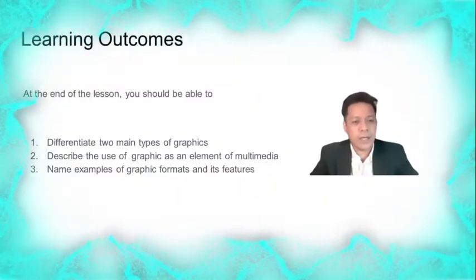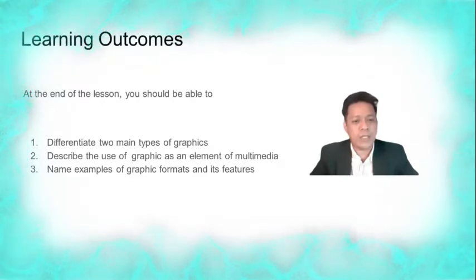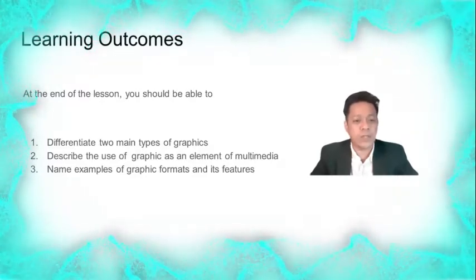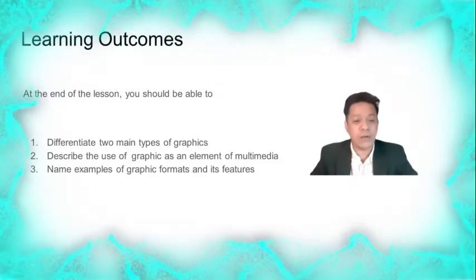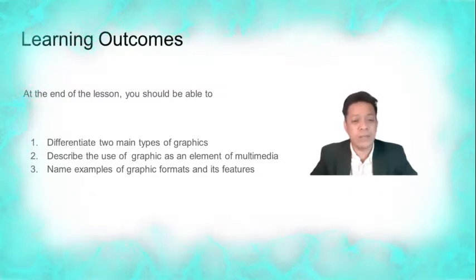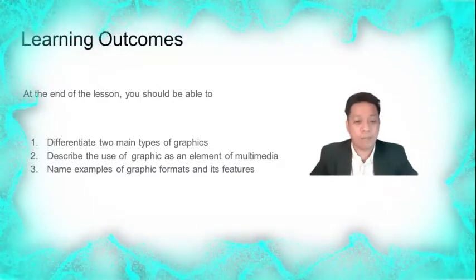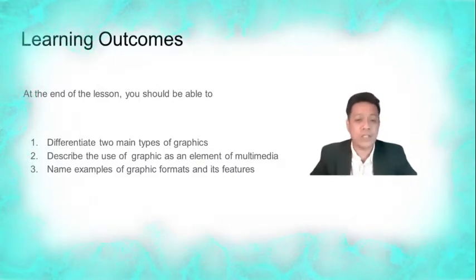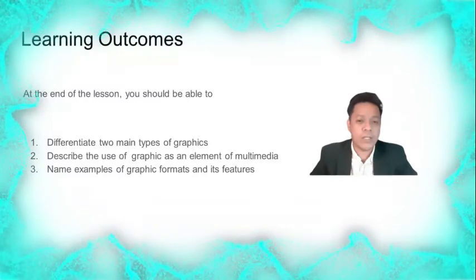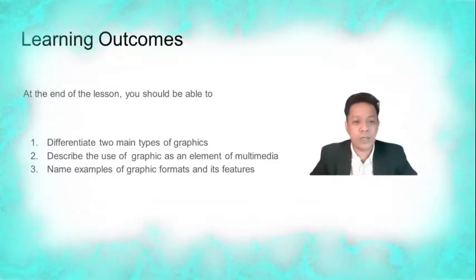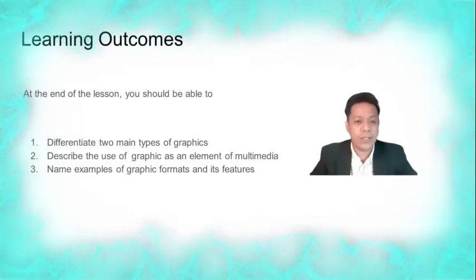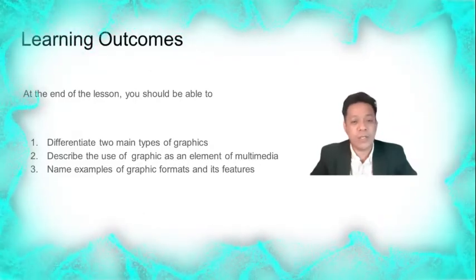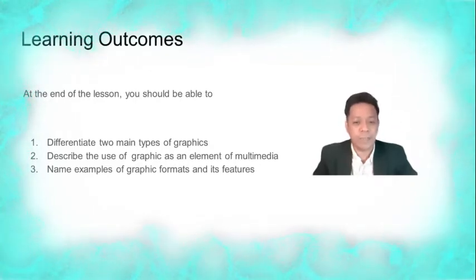Lesson, for the learning outcome, at the end of the lesson you should be able to differentiate two main types of graphic, describe the use of graphic as an element of multimedia, and be able to give examples of the type, format and its features. This is the only thing that you need to know in this week's lecture, so that you can decide what requirements are needed for the graphic for your project.